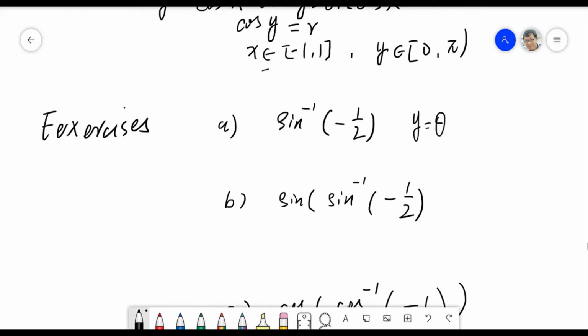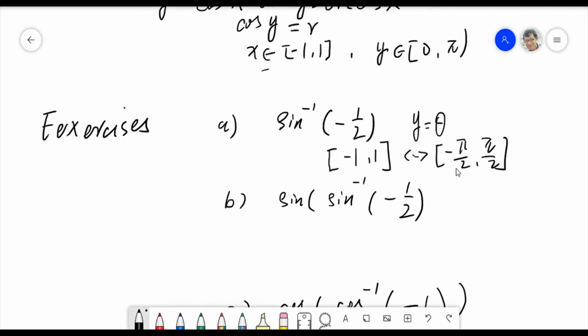First, this is -1/2, which is in the range of -1 to 1 because it's sine. So the corresponding domain will be -pi/2 to pi/2. Since this is negative, it should belong to the range from -pi/2 to 0.